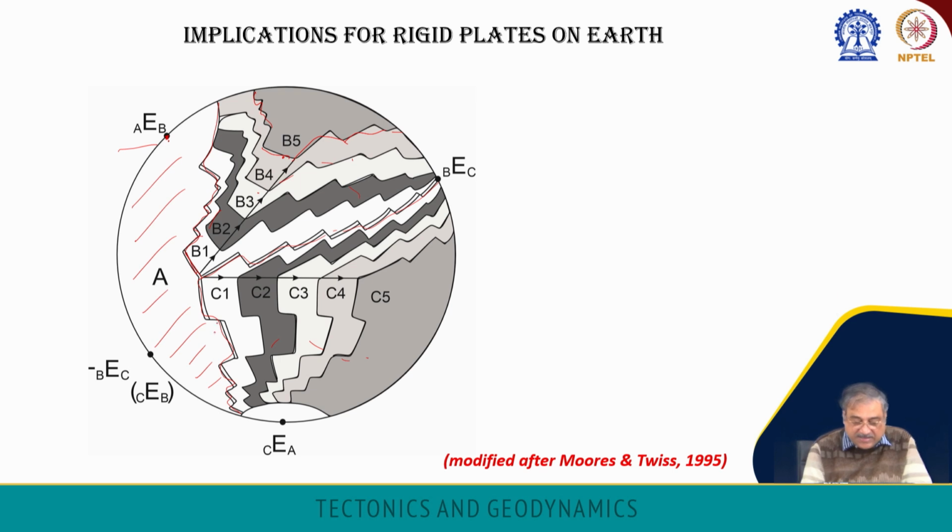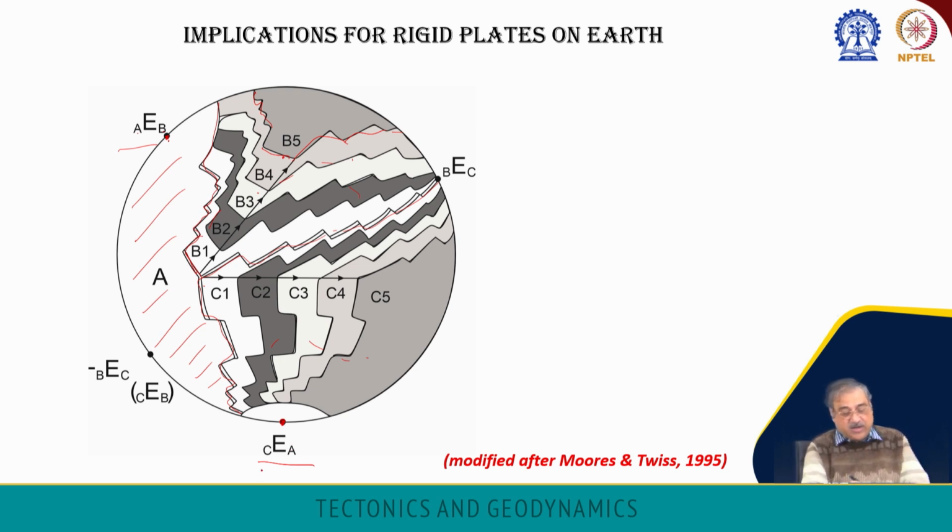On the other hand, let's take plate C. Plate C does the same thing. It moves away with respect to plate A, and its movement is about this particular Euler pole. Now, the Euler pole of B with respect to A is fixed with respect to plate A, and this Euler pole is fixed with respect to both B and A. This Euler pole E is fixed with respect to both A and C.